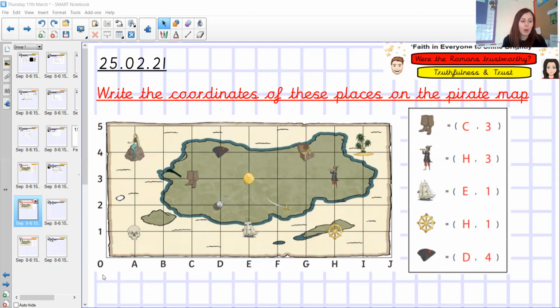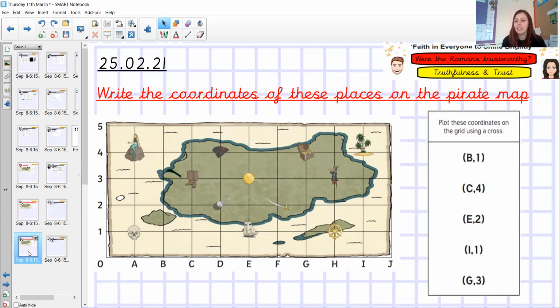Brilliant. Okay, one more activity to have a little go at, which is: can you plot these coordinates on the grid using a cross? Just like I did a moment ago, I'm going to do the first one for you, and then I'm going to ask you to pause the video and have a go at the remaining 4. So B1: along the corridor, so I'm going to have a look at B first of all, and then I am going to go up the stairs 1. So I start at my B and then I go up the stairs 1, and I'm going to put my cross there. Okay, pause the video and see if you can plot the other 4 points on your map for me now.